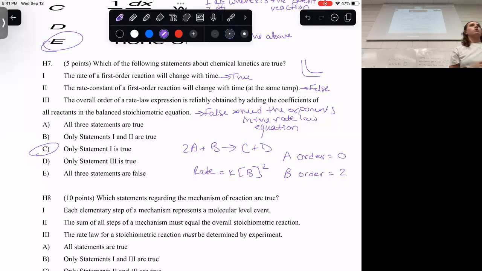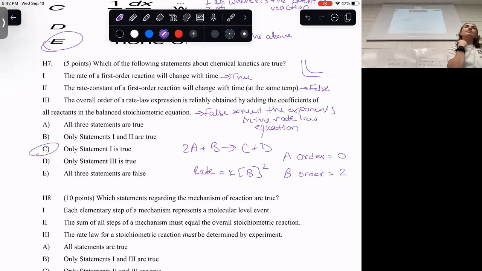Questions? Yes. On question 4, both reactions were first order. Are we going to add the exponents, so the overall would be second order? So the overall would be 2. Yep.